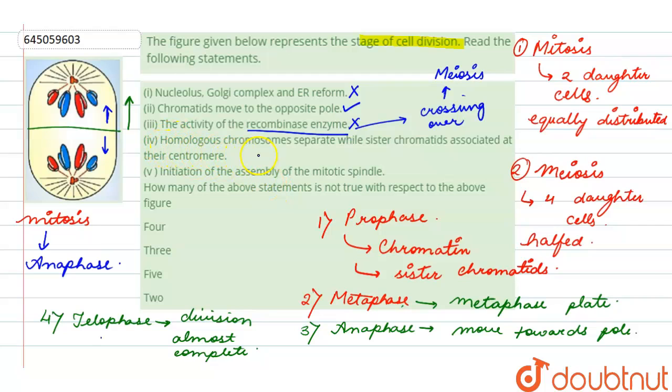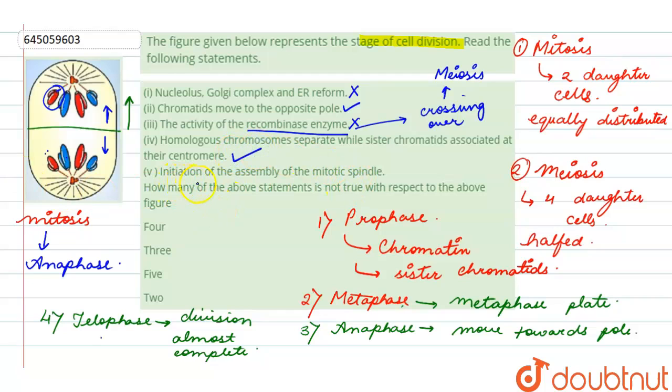Then fourth says homologous chromosomes separate while sister chromatids associated at their centromere. So we can see that these two are homologous chromosome, these two are homologous chromosome. They have separated, right? But the sister chromatids are attached to their centromere. So this statement is also correct.